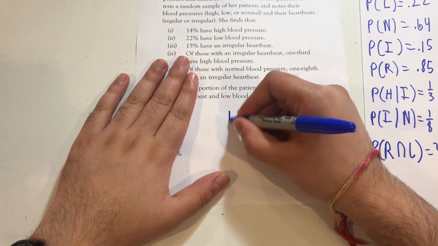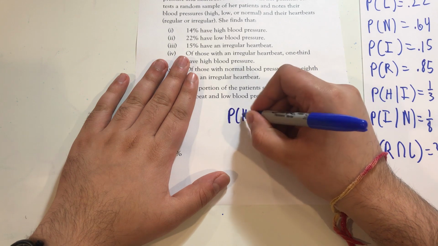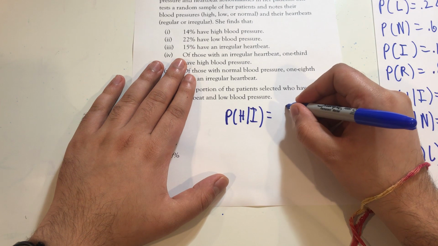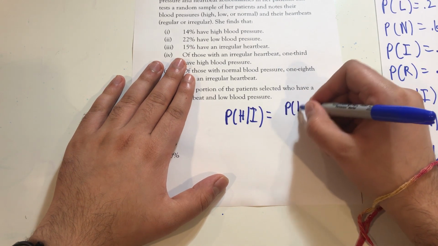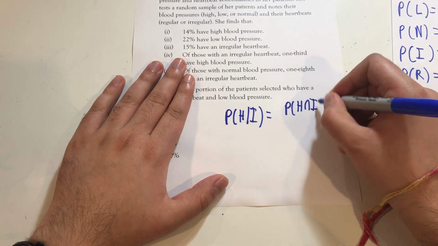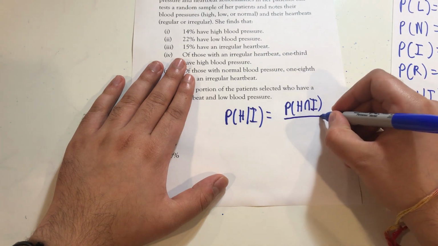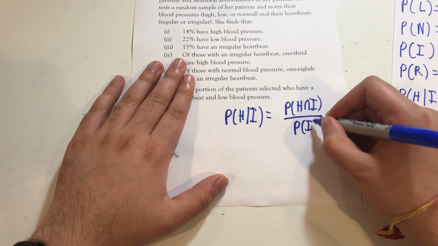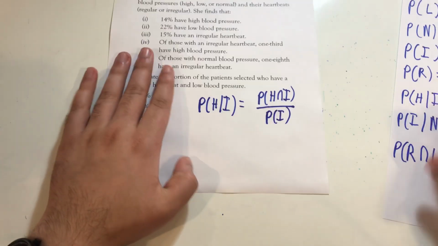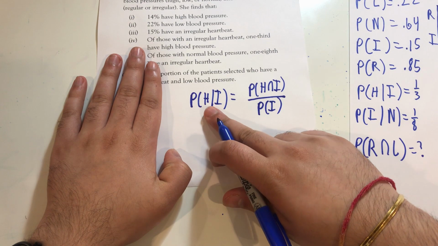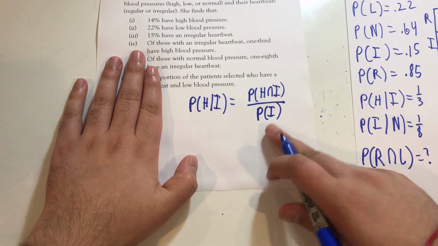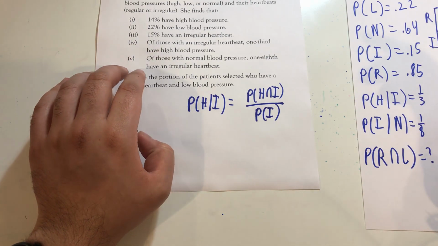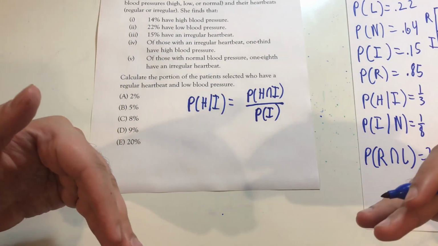So the probability of having high blood pressure given you have an irregular heartbeat is equal to the probability that you have high blood pressure and an irregular heartbeat, which is what we're trying to find, divided by the probability of having an irregular heartbeat. Okay? And these two are values we have, right? This is 1/3, while this is 0.15. And we multiply by 0.15 to both sides. At that point, it's just algebra.